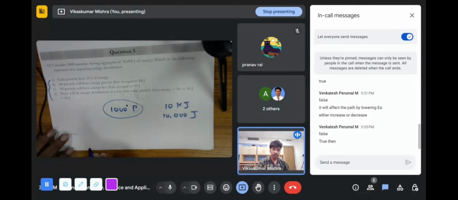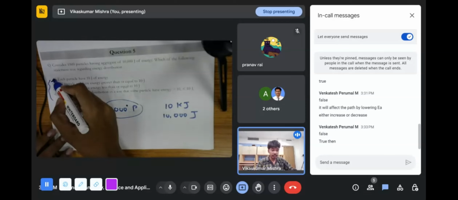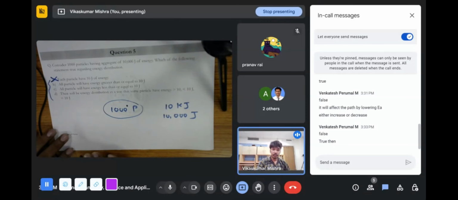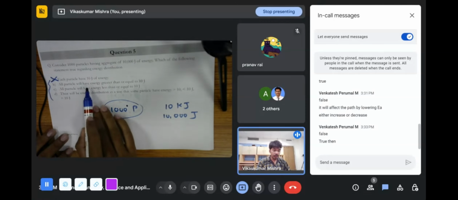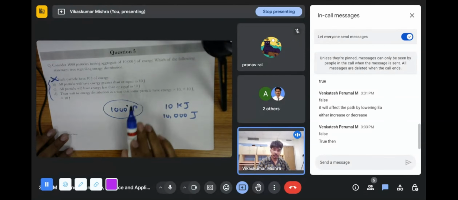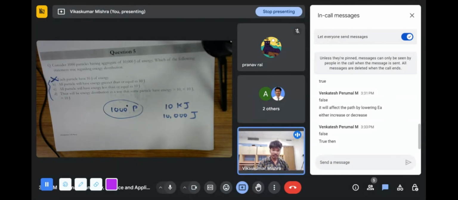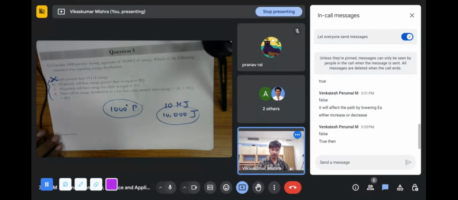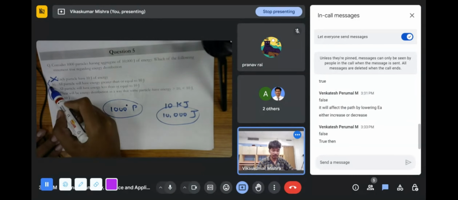So, each particle will have 100 joule of energy. It's incorrect. Let's go with B. All particles will have energy greater than 10 joule. If all particles have energy greater than 10 joules, then the entire energy will be more than this particular energy. Again, this is incorrect.